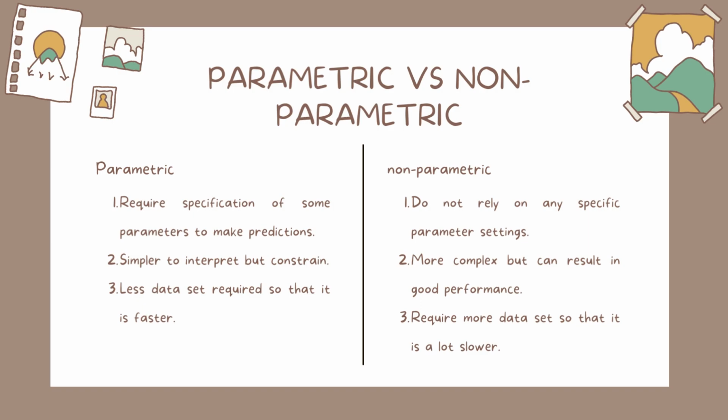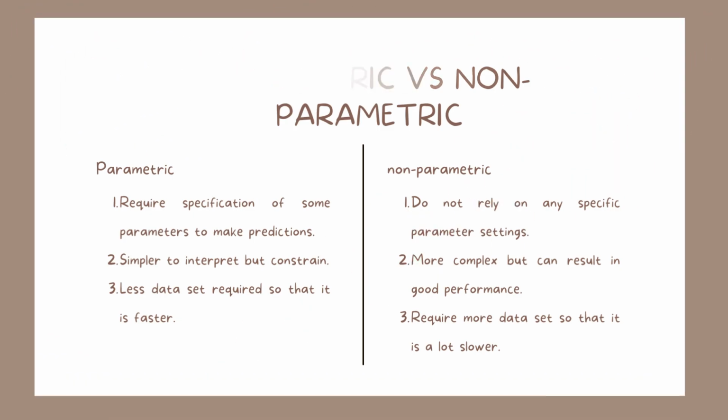parameter setting. Parametric is simpler to interpret but constrained. Non-parametric is more complex but can result in good performance. For parametric, less data is required so it is faster. For non-parametric, more data is required so it is a lot slower.